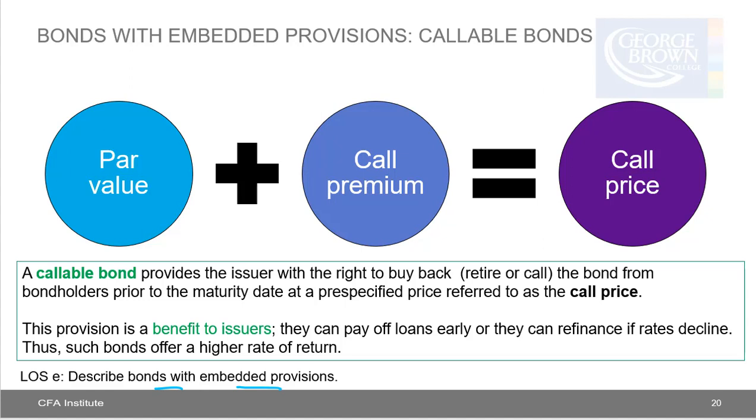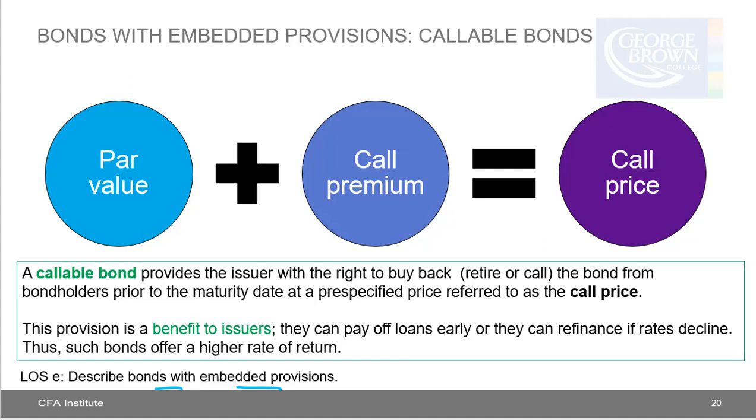The call price typically represents the par value of the bond plus an amount referred to as the call premium. In general, bond issuers choose to include a call provision so that if interest rates fall after a bond has been issued, they can call the bond and issue new bonds at a lower interest rate. For example, consider a company that issues 10-year fixed-rate callable bonds that are callable starting 3 years after issuance.